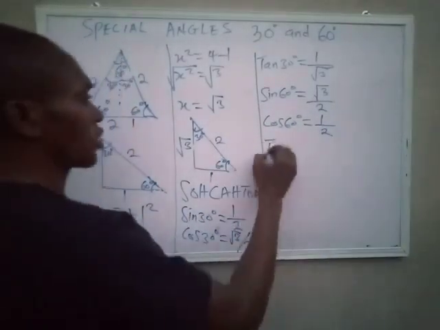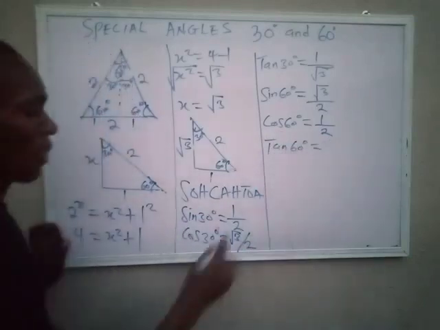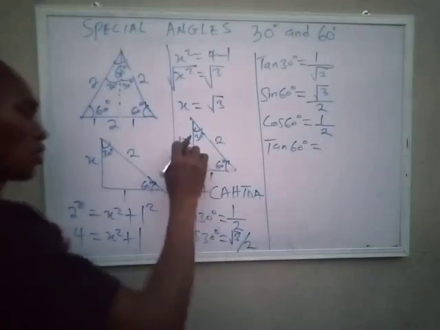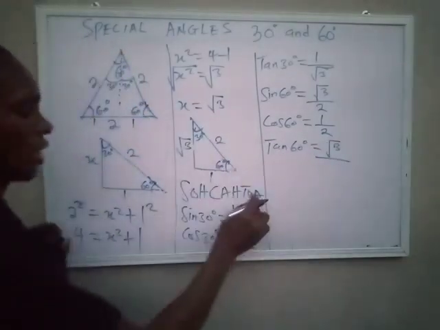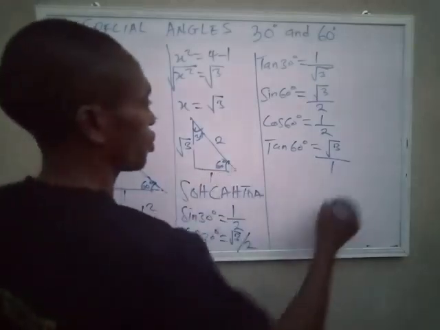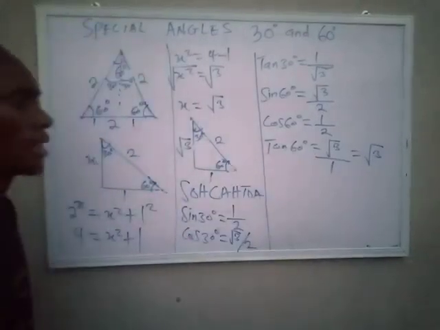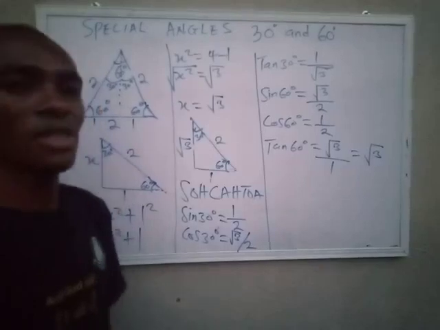If you are also asked to look for tan 60 degrees, tan is opposite over adjacent. So the opposite is where the angle is facing. That's root 3 over adjacent. Adjacent here is 1. So we can equally say that root 3 is the tan of 60 degrees. Now this is what we have for 30 degrees and 60 degrees.